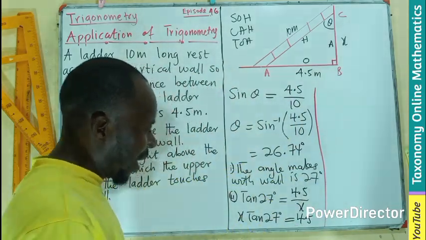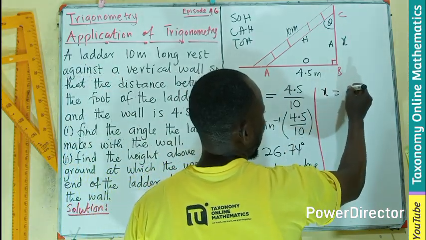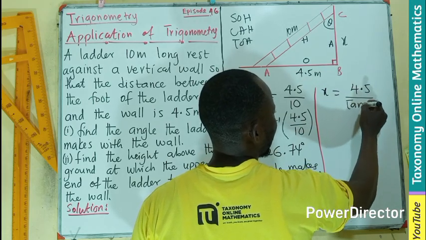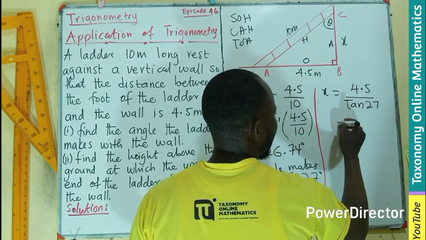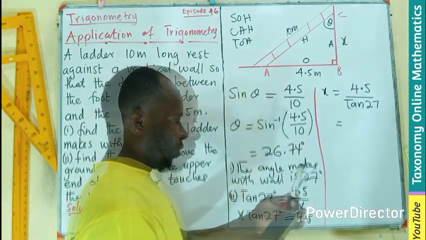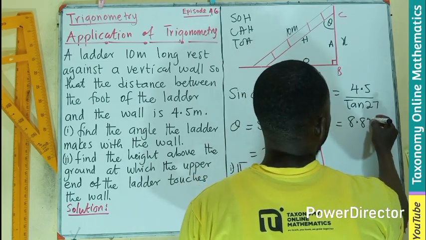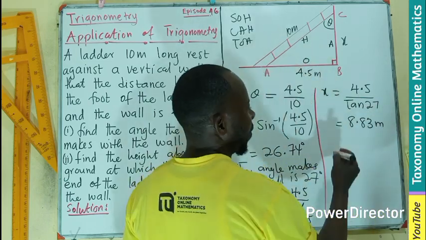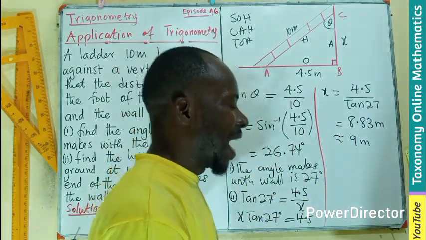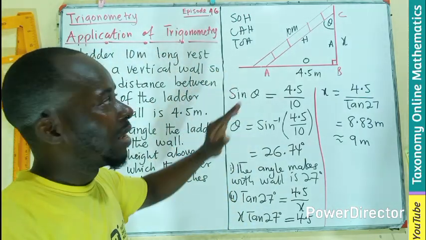What do we do next? We are looking for x, so we divide by tan 27. So x will be equal to 4.5 over tan 27. We put that in our calculator to see the value. If you do that, it should give 8.83 meters. If I want to approximate, I can have 9 meters as the height above the ground where the upper end of the ladder touches the wall.